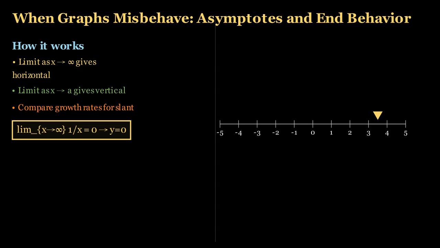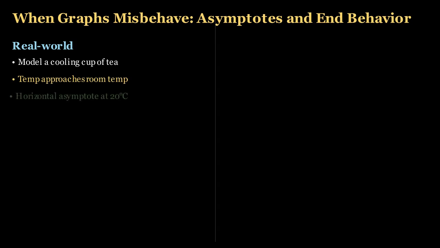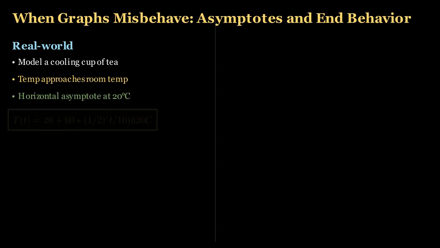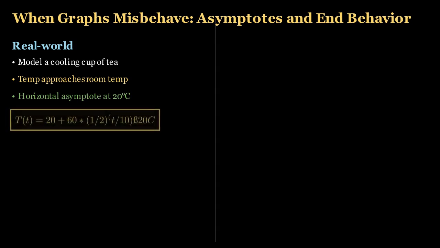As time t goes to infinity, (1/2)^(t/10) shrinks to 0. So the limit of T(t) as t approaches infinity is 20 + 60 × 0, which is 20 degrees. The graph has a horizontal asymptote at y = 20. The tea never actually reaches 20 degrees, it just gets closer and closer, forever. This asymptote is the room temperature, the ultimate fate of the tea. We found it by taking the limit at infinity, and it gives us the long-run behavior of our cooling curve.